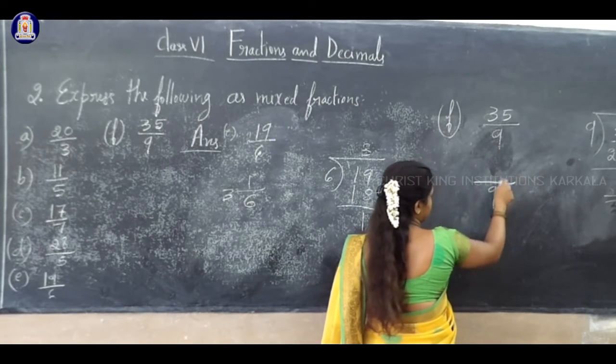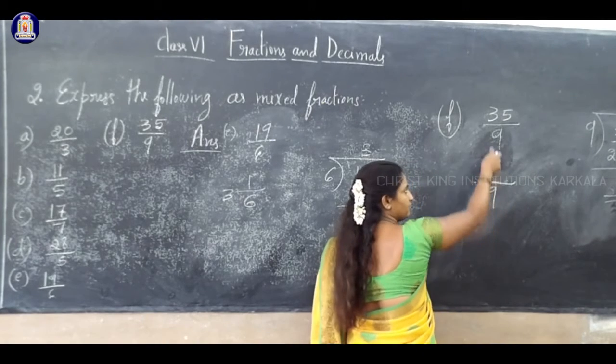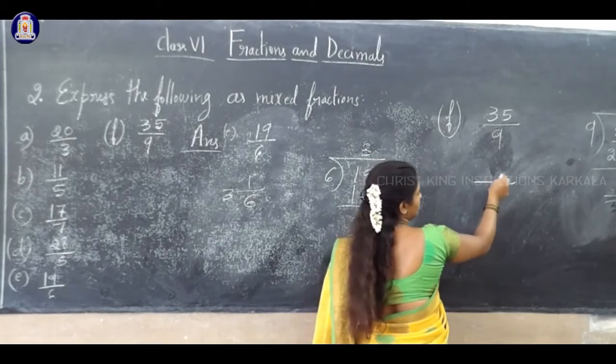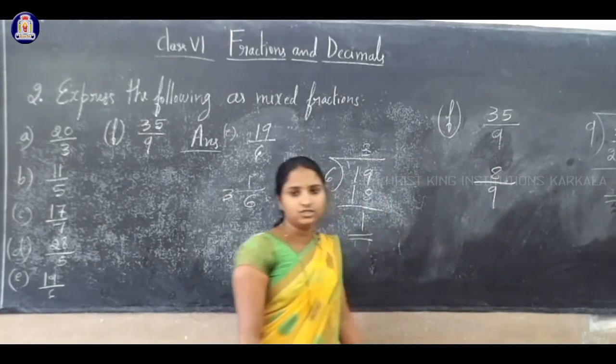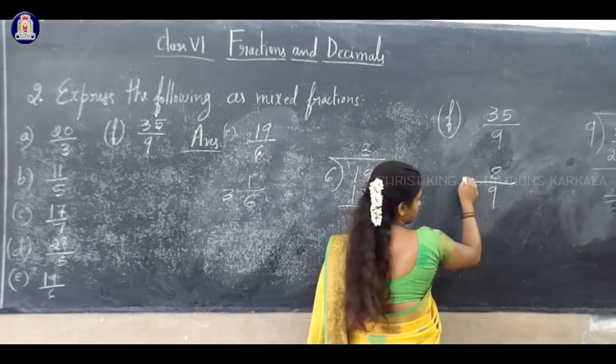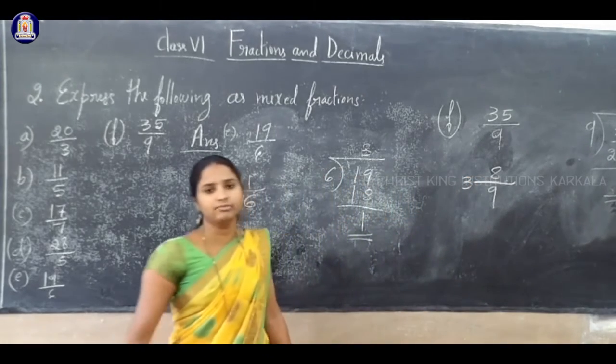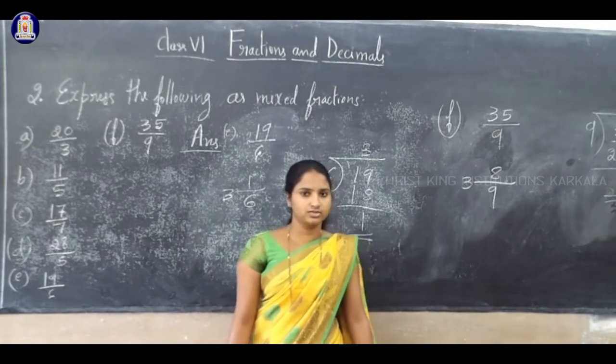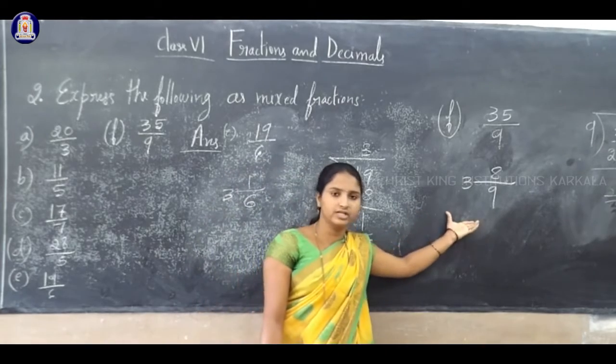So write 9 in the denominator. This 9 here, this denominator right here. And what is the remainder? That is 8. So 8 by 9. So which is the quotient? It is 3. So 3 8 by 9 is the solution, the answer to this question. Clear? That means we wrote it as a mixed fraction.